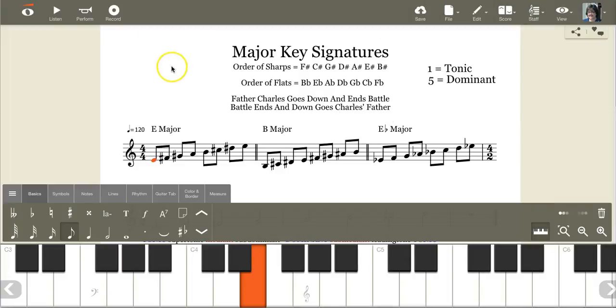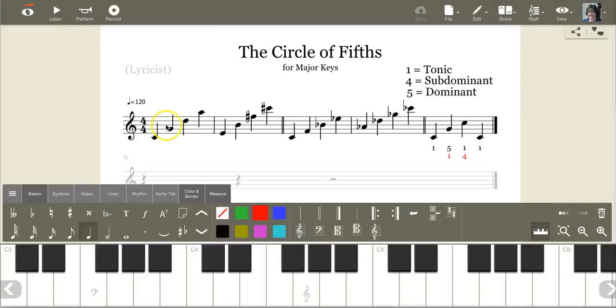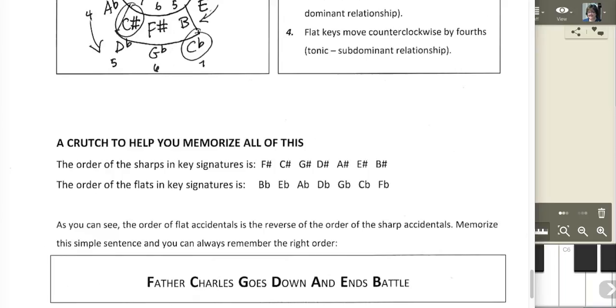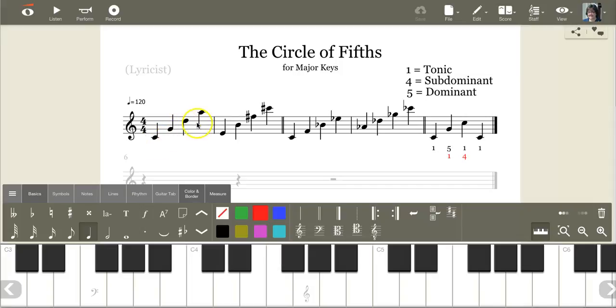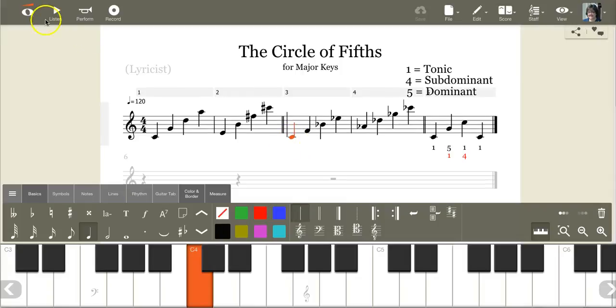Now, if we want to look at something interesting, here's how we can hear these fifths and fourths musically. With our circle, once again, go back up here, you can see C to G to D to A. If we play that musically, C to G to D to A, it sounds like this. And then we can go here to hear the fourths for the flat keys. Oh, we're going to go back to the beginning again. Here's the flats.